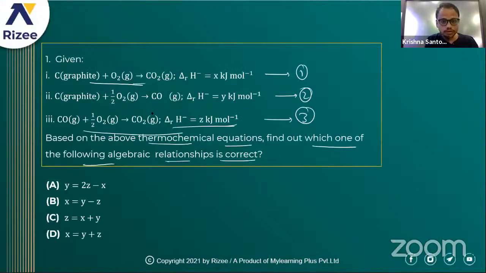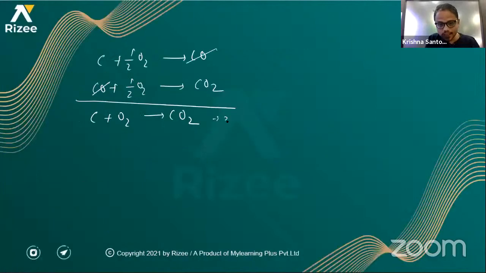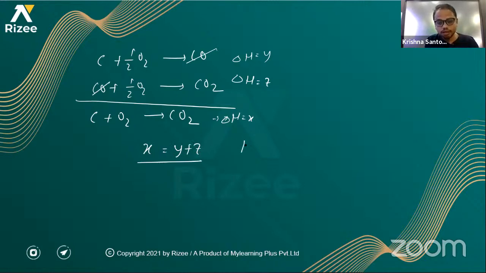So the delta H value of the first is X, the second is Y, and the third is Z. From this relationship, I can say that X is equal to Y plus Z. It is one application of Hess's law. I think you know Hess's law: if any reaction takes place in a number of steps, then the sum of the enthalpies of all the steps will be equal to the enthalpy of the single equation. Okay, moving on to the next question.